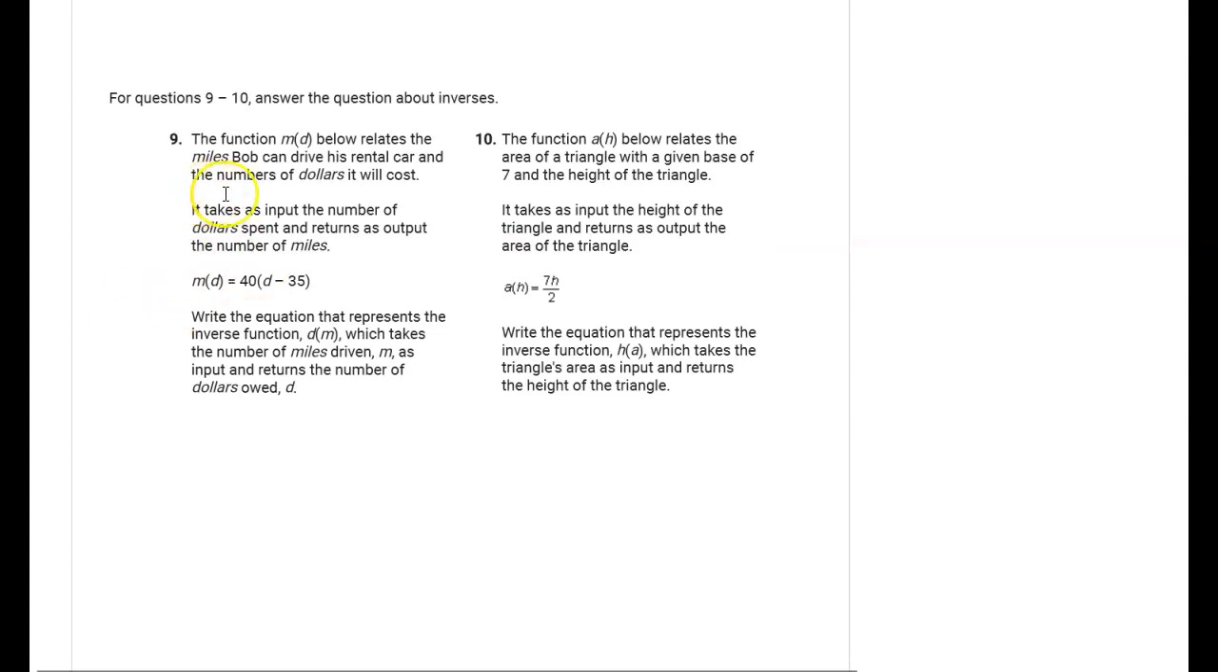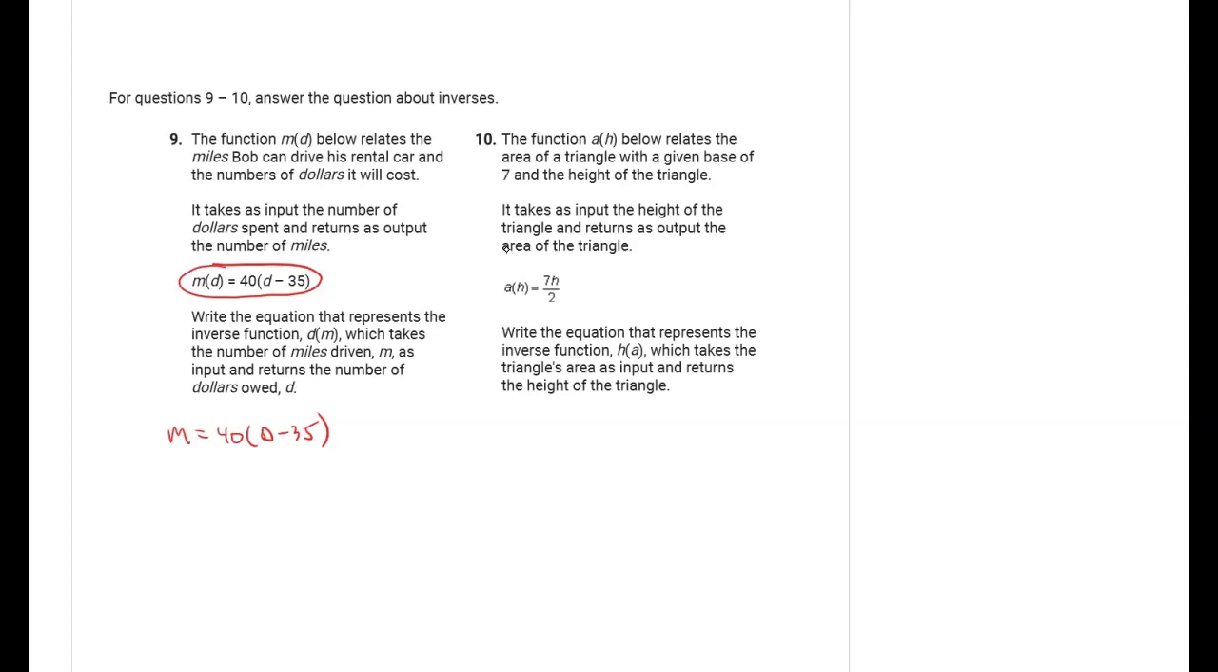Okay, number 9. Function m of d below relates the miles Bob can drive his rental car and the number of dollars it will cost. It takes as input the number of dollars spent and returns as output the number of miles. Okay, so write the equation that represents d of m. So what you're going to do is take this equation, right? And remember, we're going to write this as my output m equals, right? It's going to be 40 times d minus 35.